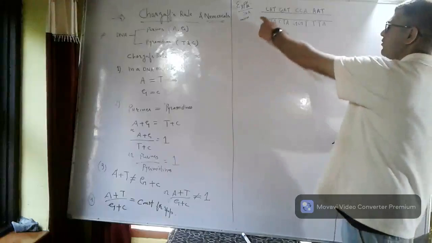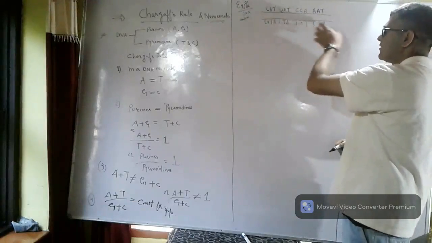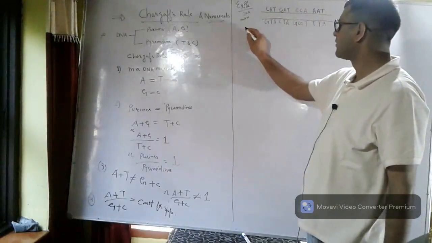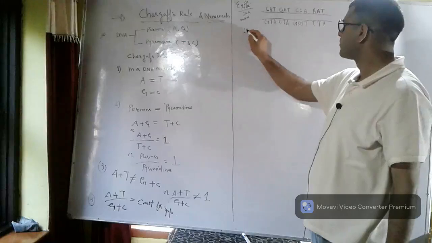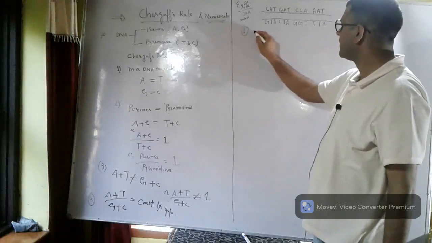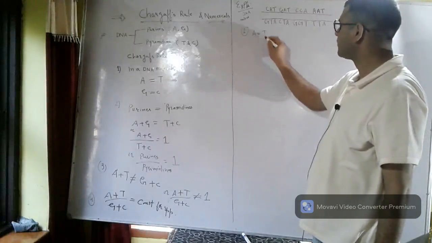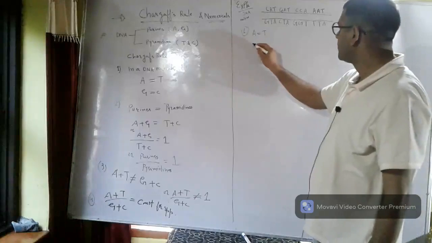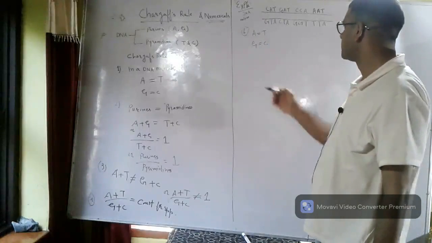This is a DNA molecule. This is one strand of the DNA molecule. This is another strand of the DNA molecule. Now we will see rule first. Rule first is that the amount of adenine is equal to thymine and the amount of guanine is equal to cytosine.